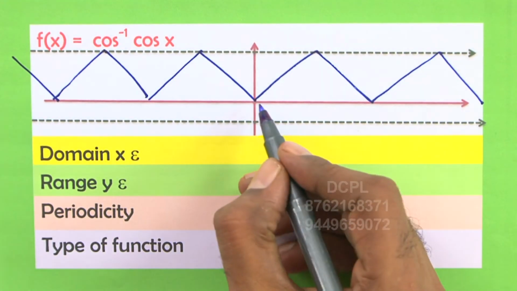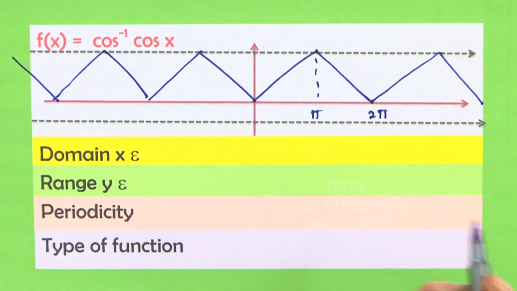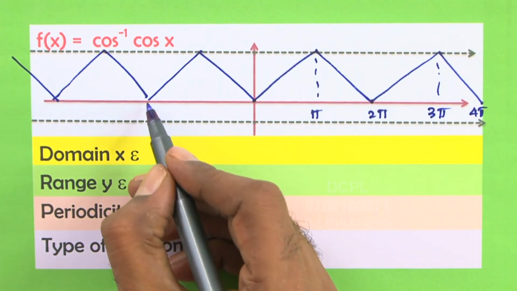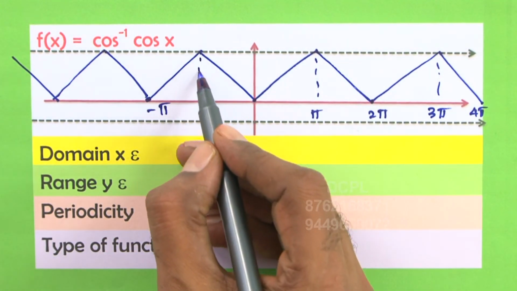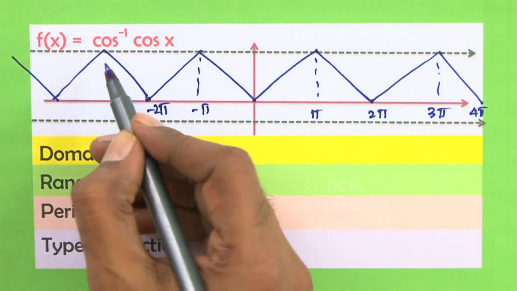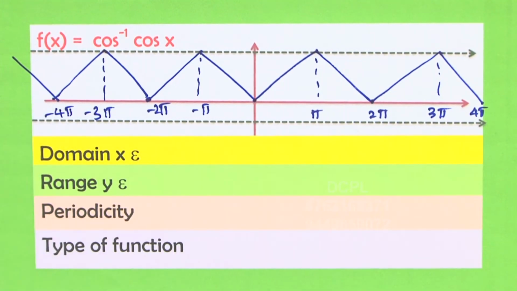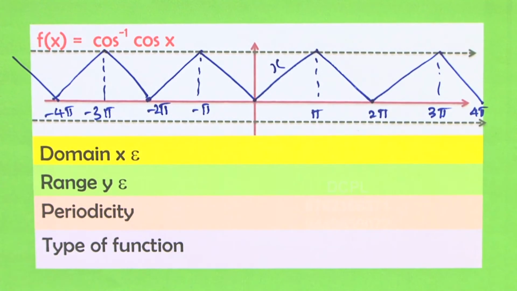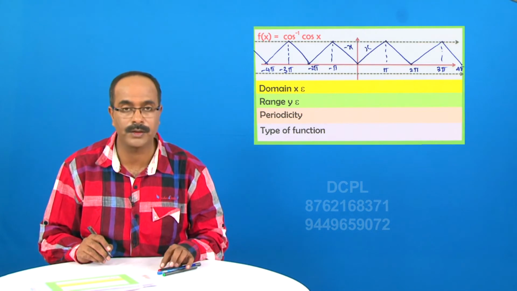Just only the critical points we will mention and discuss about cos inverse of cos x. Okay, this is 0, this is pi, this is 2 pi, and this point is 3 pi, and this point is 4 pi, this point is minus pi, this is minus 2 pi, minus 3 pi, minus 4 pi. You can observe carefully, dear students. Cos inverse of cos x is equal to x between 0 and pi, minus x between minus pi and 0. That is an important information to you.